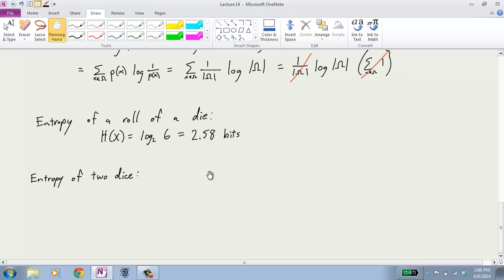The expected value of the die is actually 3.5, right? The average value you'd get would be 3.5. But entropy is not just the expected value of x. It's the expected value of the log of 1 over the probability of x. So it's the expected value of a particular function. That's what the difference is.